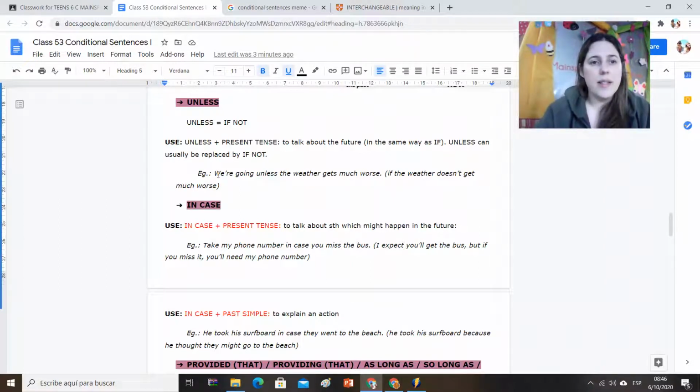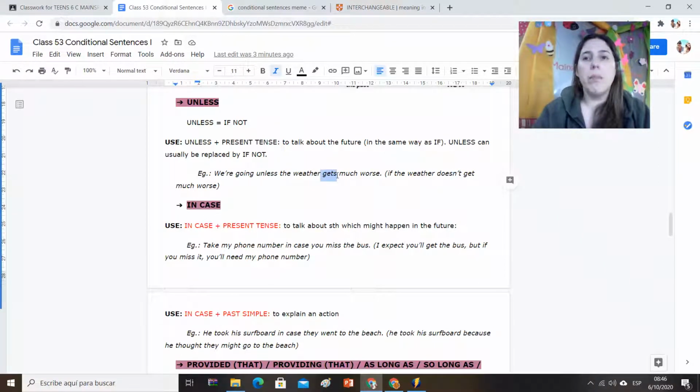So let's analyze the example. We are going unless the weather gets much worse. We are going if the weather doesn't get much worse. So unless replaces if not. Okay? Unless is a negative word, so the verb must be in the positive affirmative form.